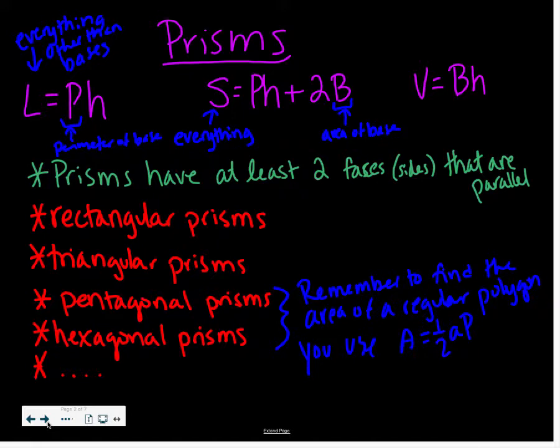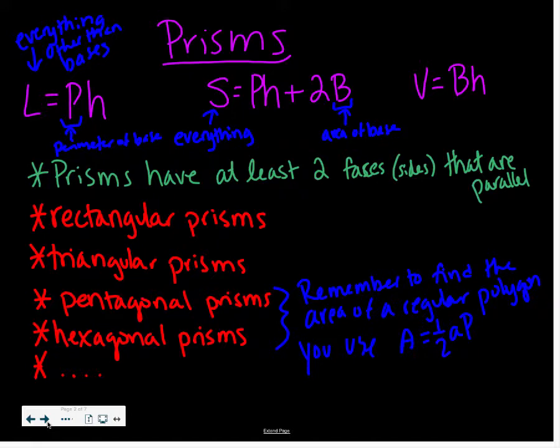Remember, capital L stands for lateral area, which is the surface area of your 3D figure, except for the bases, okay? So the way you find that is you take the perimeter of the base, that's what the capital P represents in all of these formulas, times the height of the prism, okay? So if we have a triangular prism, you find the perimeter of your triangle, and then you multiply it by the height of the prism, and that will give you your lateral area.